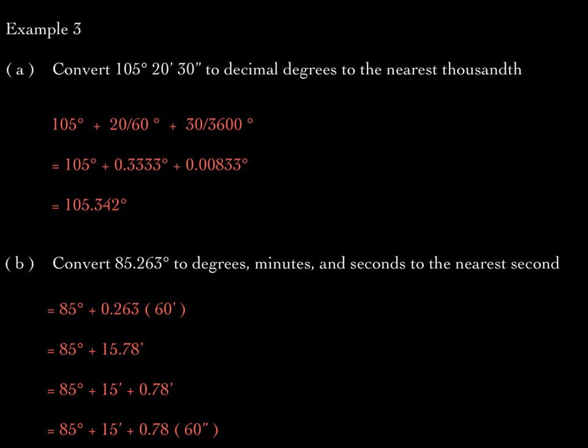So now you can see, hopefully, that we already have 15 minutes here, and 0.78 minutes, I'm going to multiply that now by 60 seconds. All right, notice we multiplied by 60, and now we're multiplying by another 60 here. So rounded to the nearest second, that would be 85 degrees plus 15 minutes and 47 seconds. We can write this without the plus signs at this point. So here's our final answer. Good job, everybody.